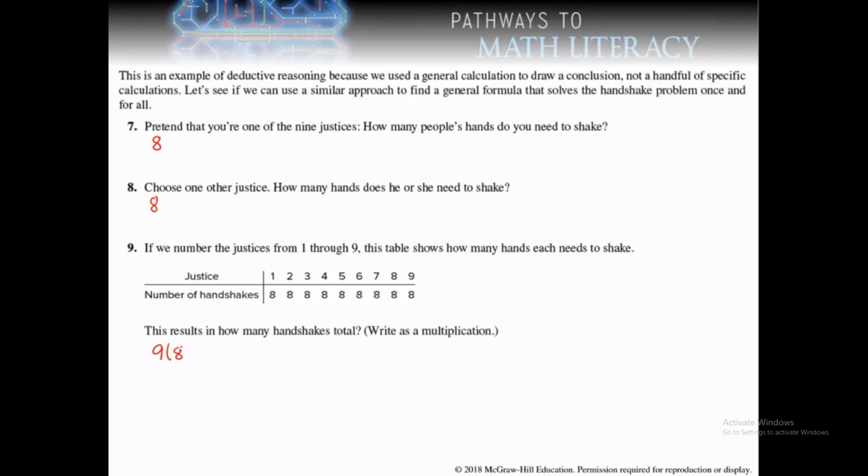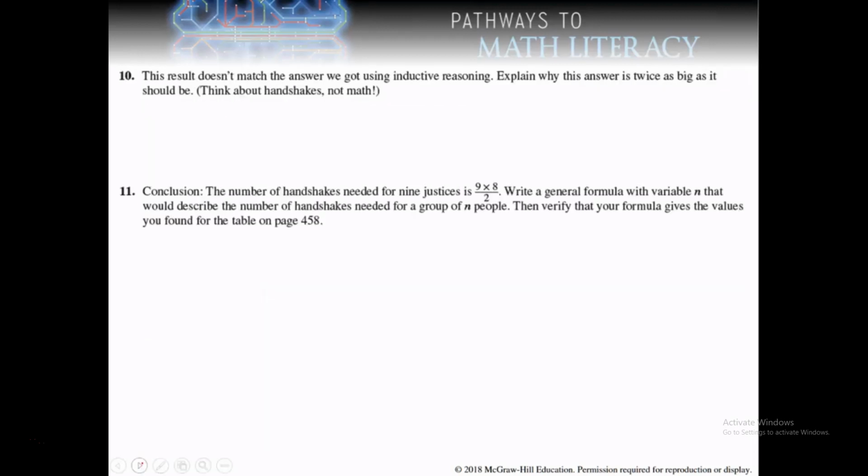Now in 10, that result doesn't match what we got earlier in the lesson when we used inductive reasoning. We thought that it would be 36. Explain why it actually is 36 and this 72 is twice as big as it should be. Well, if you think about that for a second, if I shake your hand and you shake my hand, that's not 2 different handshakes. That's really the same one. So we've double counted all of these handshakes. We actually need to divide it by 2.